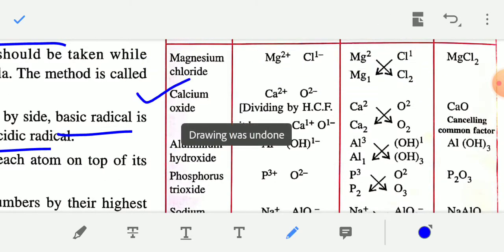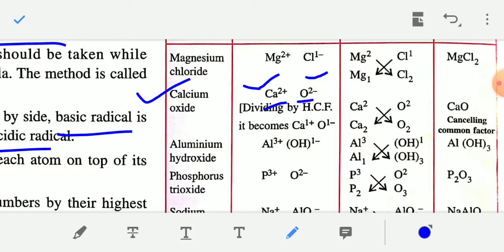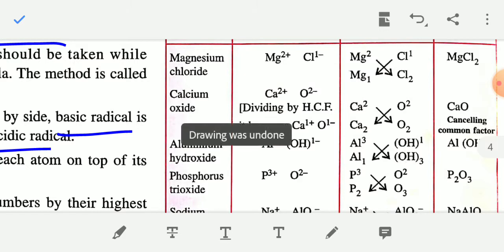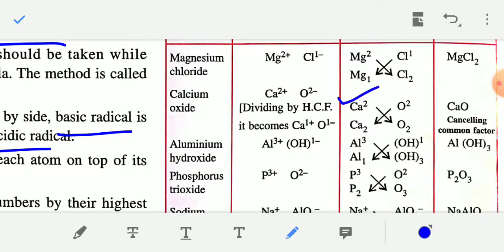Second one is calcium oxide. You can see in calcium oxide, calcium and oxygen are present. Calcium has the symbol Ca2+ and oxide means O2-. See that the valency of both calcium and oxygen is the same, so there is a highest common factor, which is 2. So divide the valency of both calcium and oxygen by 2, because the common factor of 2 and 2 is 2. After dividing by the common factor, you will get the formula CaO.